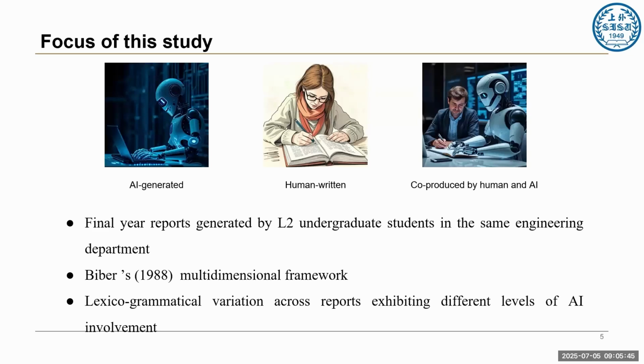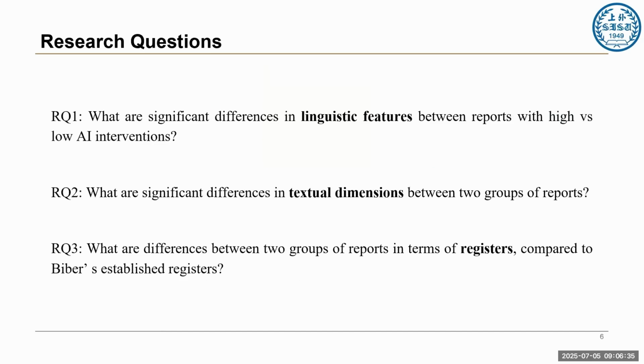Okay, so we've seen that the previous studies all focused on AI-generated text and human-written text, but they may ignore a more pervasive phenomenon, that students' writing actually is a hybridized product co-produced by human and AI, but few studies have explored this field. So our study focused on final year reports generated by L2 undergraduate students in the same engineering department, and we apply Biber's multidimensional framework from 1988 to explore if there are any lexical grammatical variations across reports showing different levels of AI involvement. Our research questions are: what are significant differences in linguistic features between reports with high versus low AI intervention? And the second one is: what are significant differences in textual dimensions between the two groups of reports?